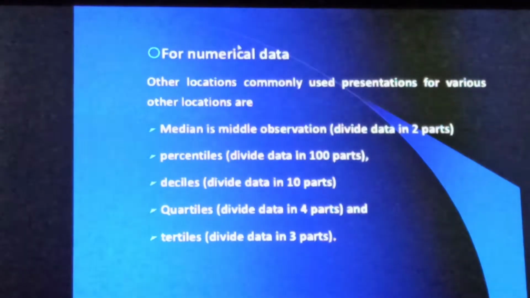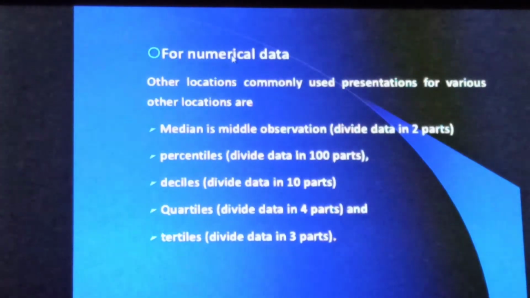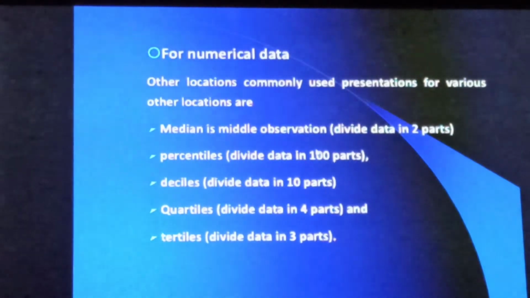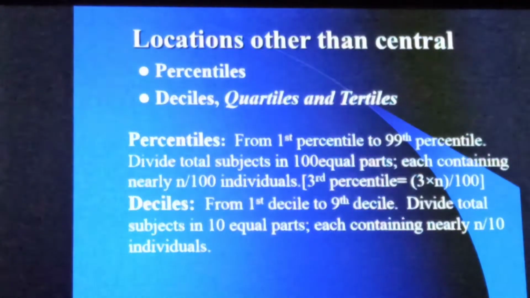Now for numerical data, apart from central value and spread, there are other locations commonly used and presented. Median, as we have seen, is the middle observation and divides the data into two parts. Percentiles divide data into 100 parts, deciles divide the data into 10 parts, quartiles divide into 4 parts, and tertiles divide the data into 3 parts. Here are some details of computation.